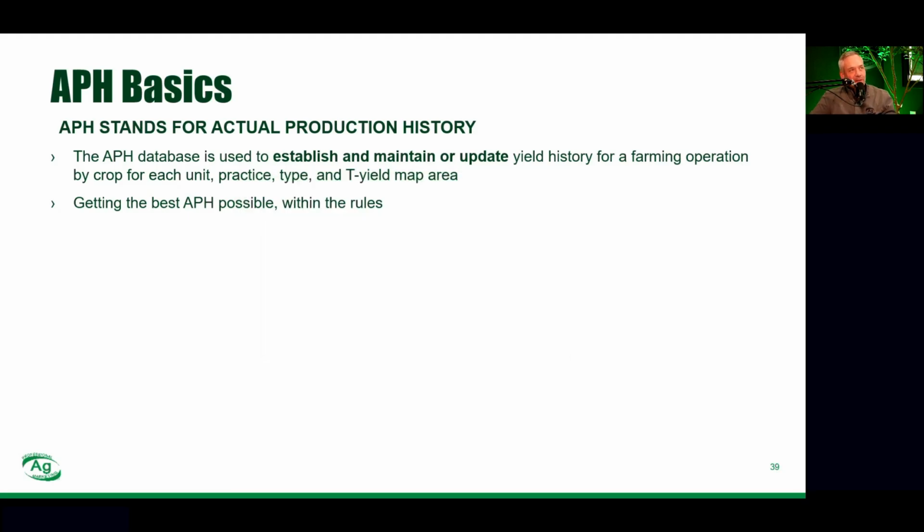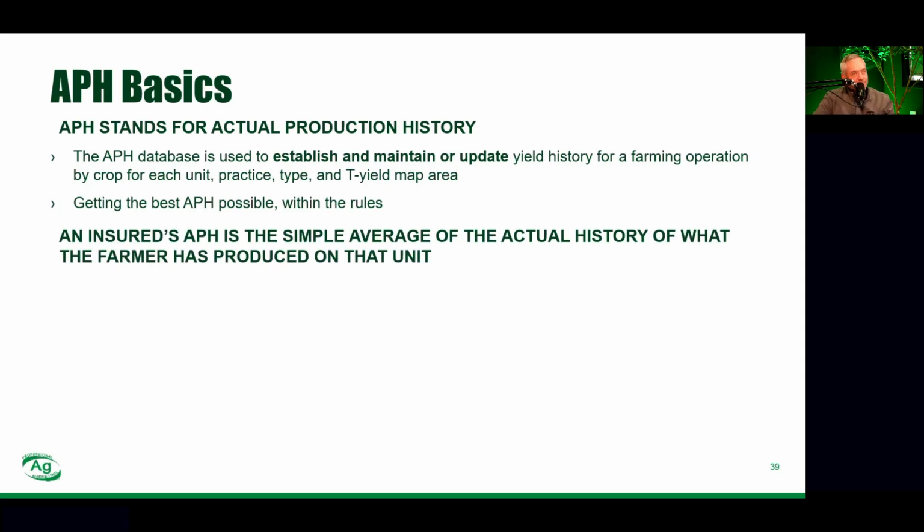APH stands for, the acronym is actual production history. And so that's exactly what it is. When we insure a field and we harvest that field, we record how many acres, how many bushels, what was the yield, and create a database. That database, as it goes through the years, determines our guarantee for the farming operation. We want to do everything possible to build that APH and protect our farm. And we want to do it within the rules, of course. We can't lie on that.